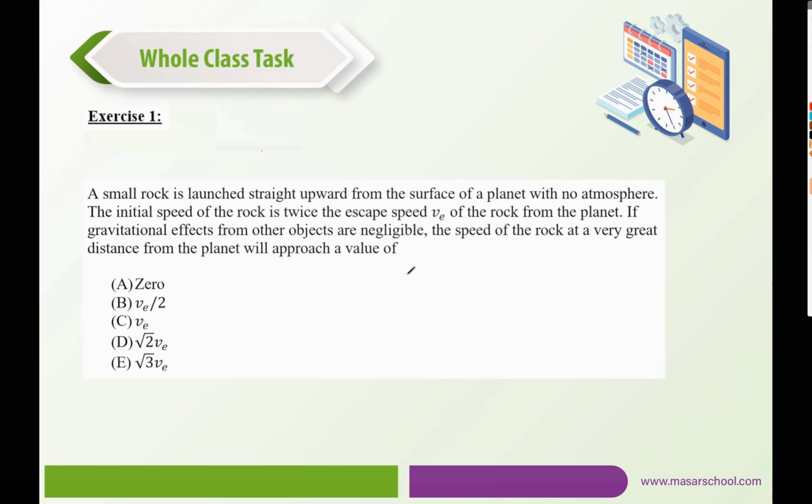If the gravitational effects from the other objects are negligible, the speed of the rock at a very great distance from the planet will approach a value, so we need to find the final speed, and this can be determined using conservation of energy. So let me say energy initial is equal to energy final. Now energy is about kinetic and gravitational potential energy. Similarly here, kinetic energy final plus gravitational potential energy final, that would be 0 because at a very large distance we would lose the bond.